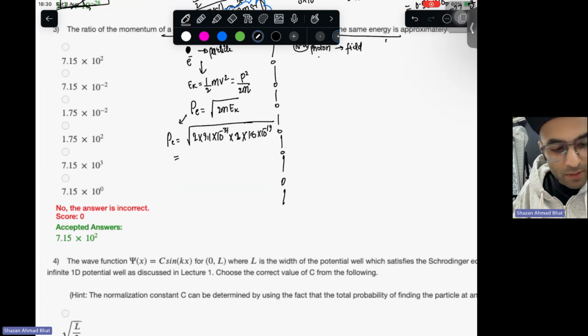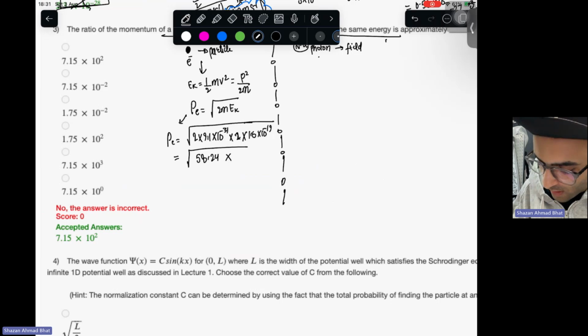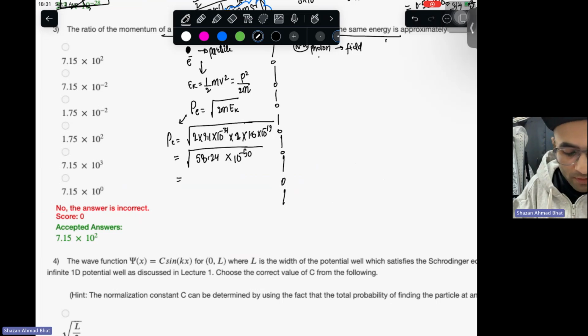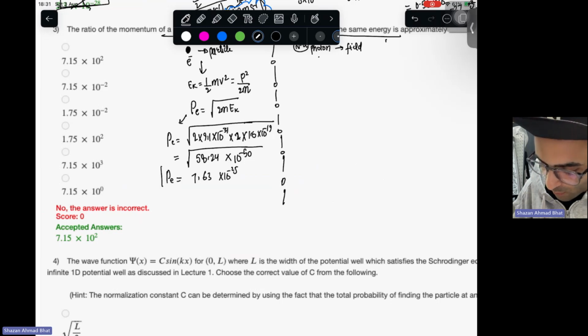And now to simplify this particular problem, we need to compute it. 2 into 9.1 into 2 into 1.6 is 58.24, so under root of 58.24 into 10 to the power minus 50 simply. And if you want to compute this, under root of 58.24 will give you 7.63 into 10 to the power minus 25. So the electron momentum is 7.63 into 10 to the power minus 25. Again, the units will be kilogram meter per second.